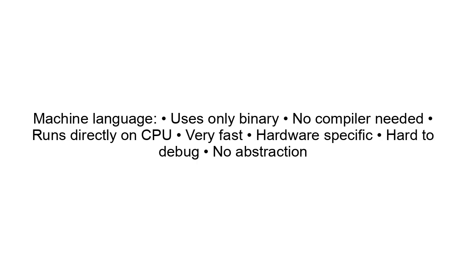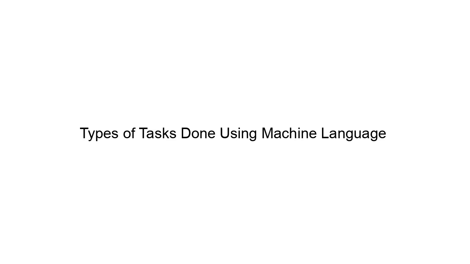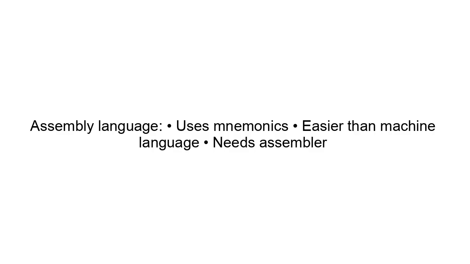Features of machine language. Machine language uses only binary. No compiler needed. Runs directly on CPU. Very fast. Hardware specific. Hard to debug. No abstraction. It focuses on direct hardware control. Types of tasks done using machine language. Machine language is used for processor control, bootloaders, embedded systems, firmware, system-level tasks, hardware drivers.